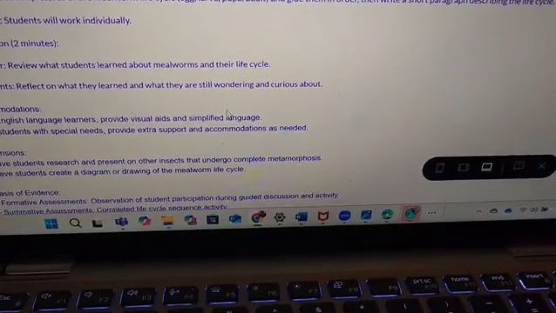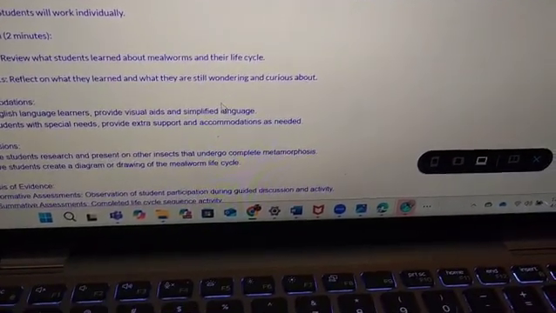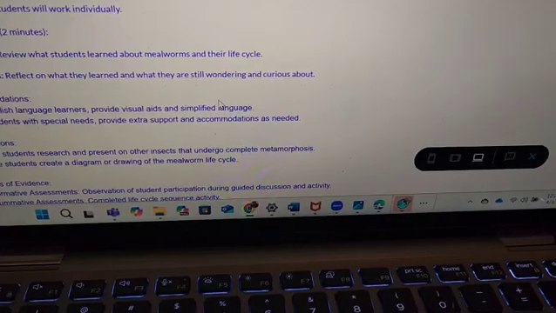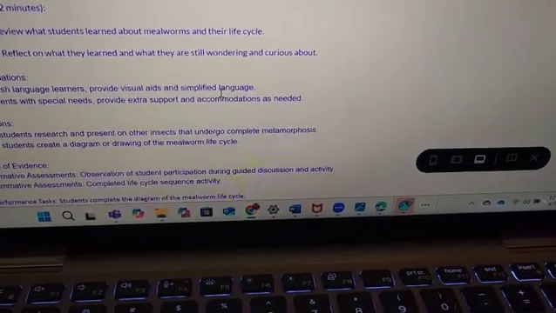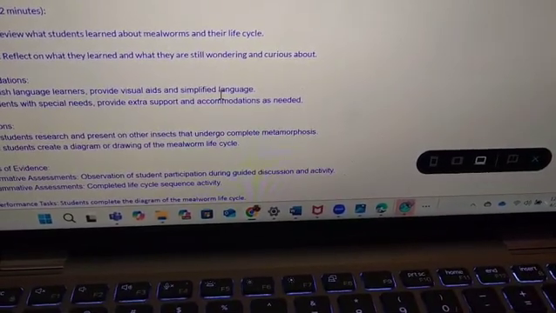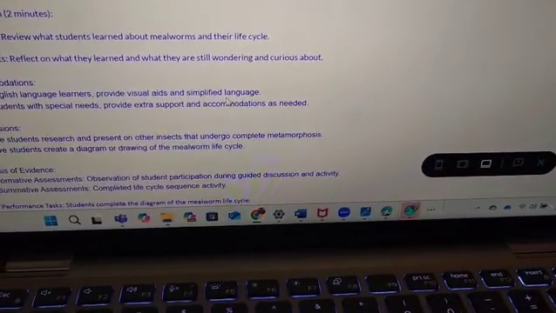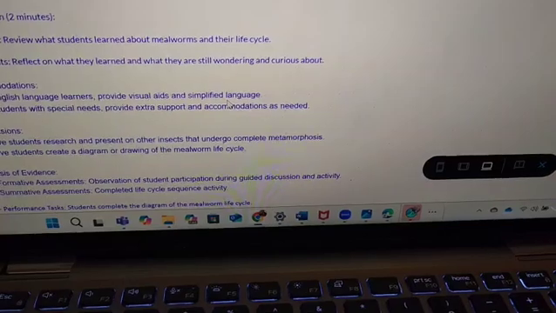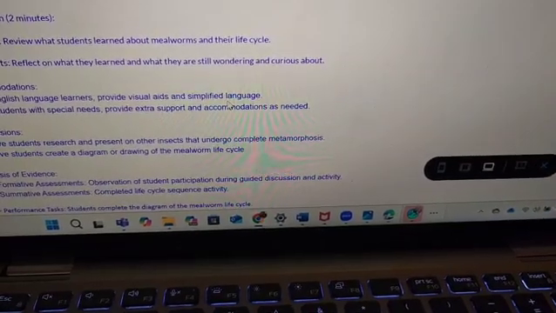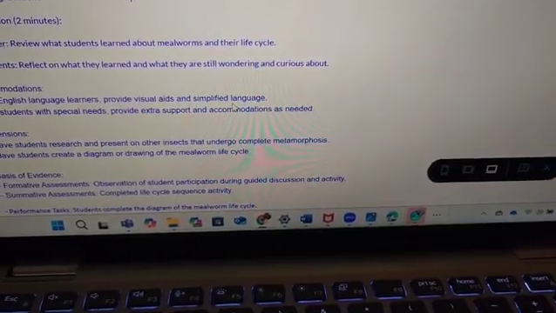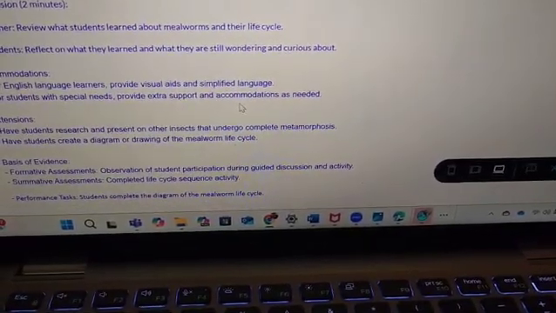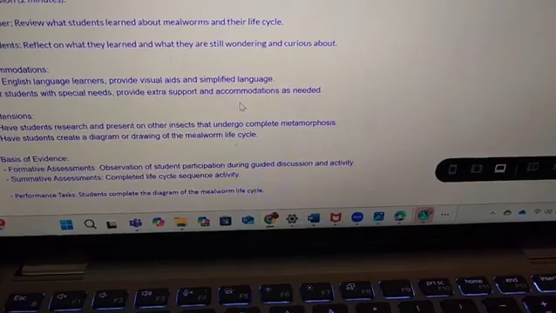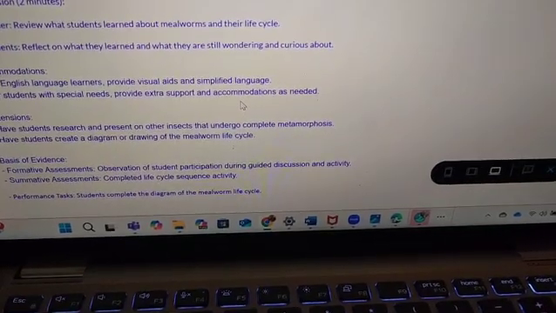Okay, now I've got these papers that I've cut out, the life cycle of the mealworm. You're going to tell me which is the egg, the larva, the pupa, and the adult. You're going to cut them out and glue them according to the stages they are in. So what comes first? Second, third, and fourth.